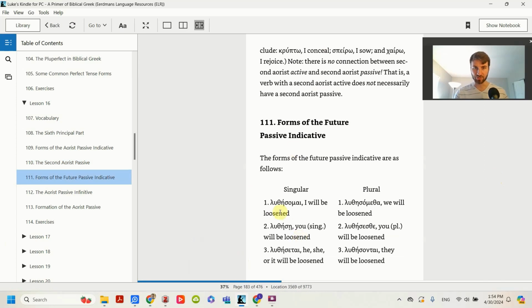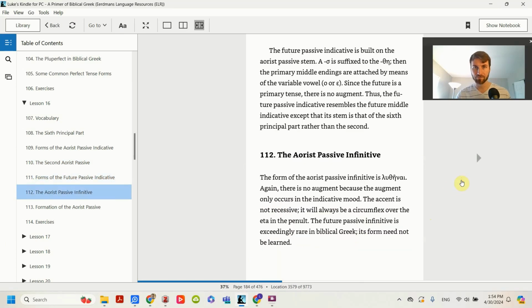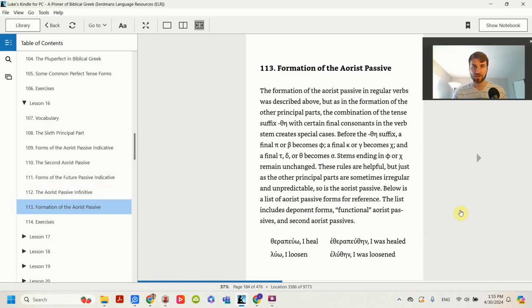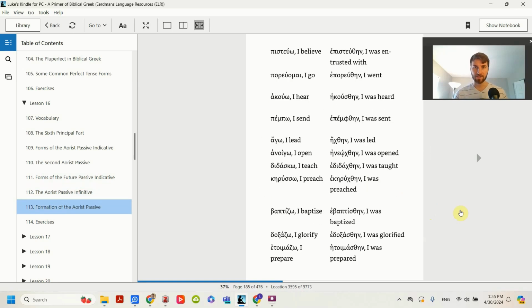The future we looked at: luthēsomai, luthēsē, luthēsetai, luthēsometha, luthēsesthe, and luthēsontai. And then it talks about the infinitive, and you can see the theta eta in there, and you'll have to memorize the form there. Okay, and then it gives you some examples there to look at.